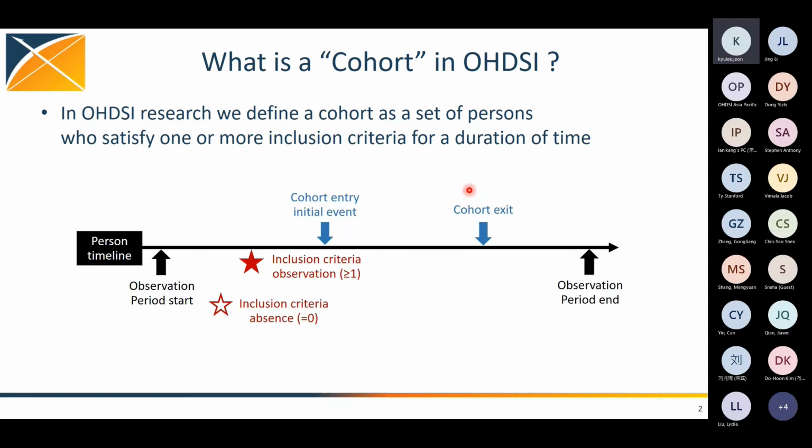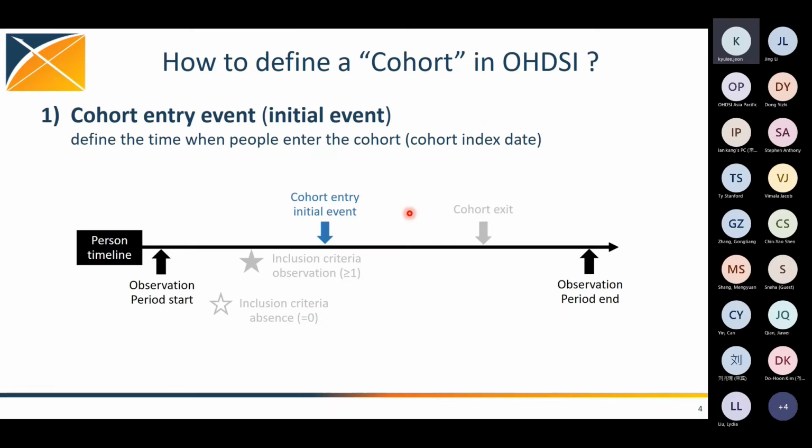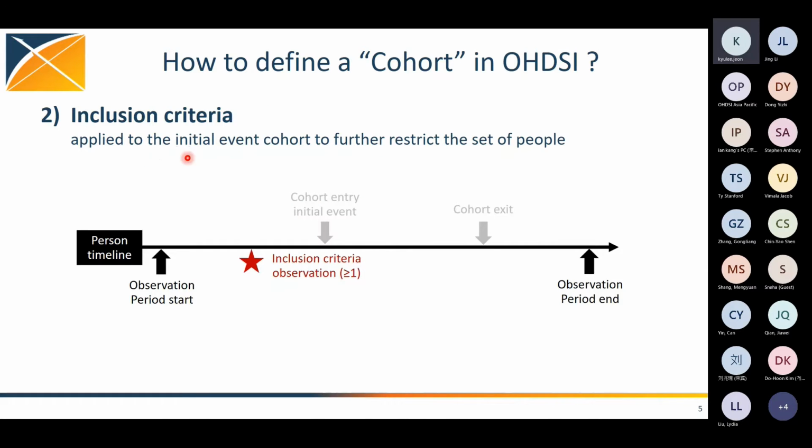In OHDSI, a cohort is defined as a set of persons who satisfy one or more inclusion criteria for a duration of time. In OHDSI, 3 building blocks are used to define the cohort: cohort entry event, inclusion criteria, and cohort exit, respectively. Let's take a look. At first, the cohort entry event defines the time when people enter the cohort, the cohort index date.